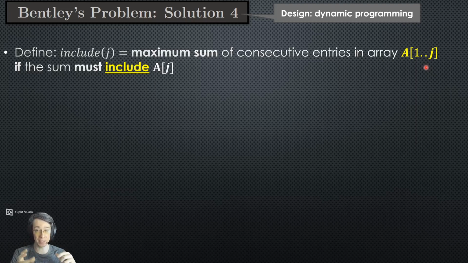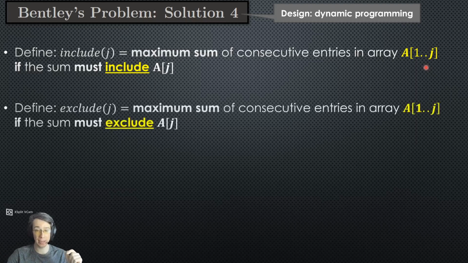Okay, and remember, it's consecutive entries. So what this means is the sum is going to include a_j, and so it's either going to be a_j itself, or it's going to be a_j and then some number of elements before that, right? So it's some suffix of the array a 1 to j. Okay, and it's in particular the maximal one. It's the suffix that maximizes the sum of entries.